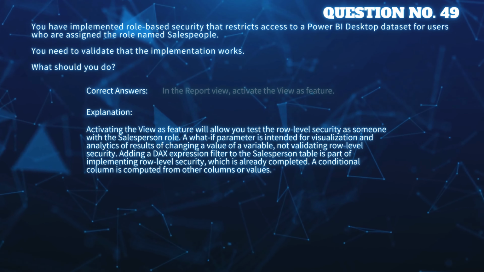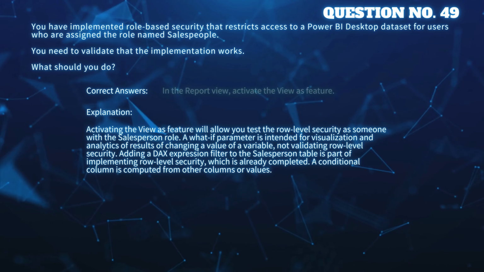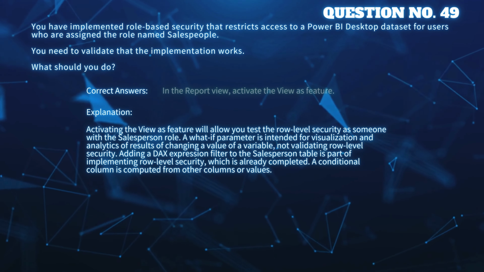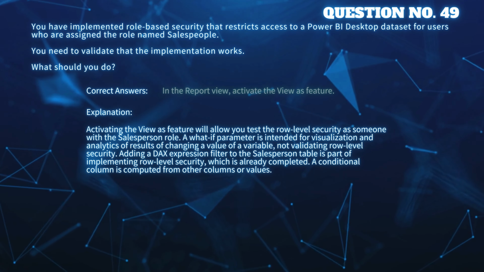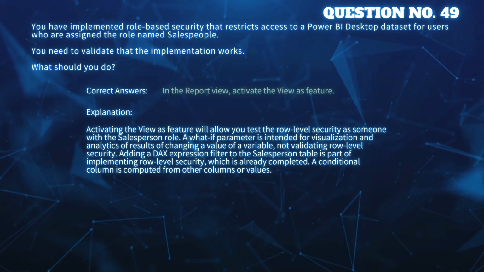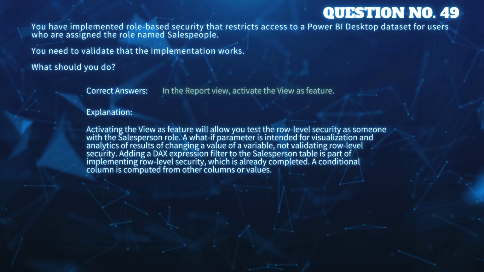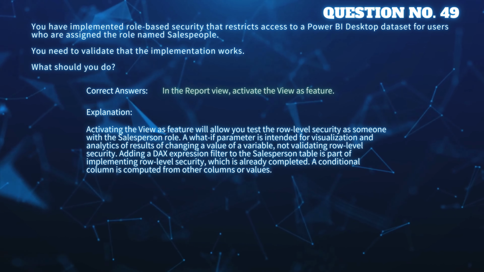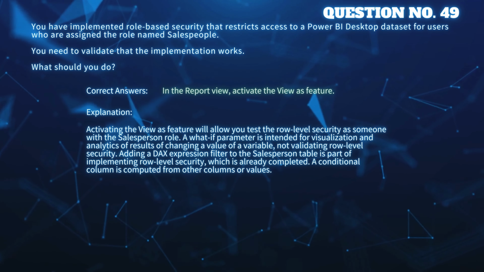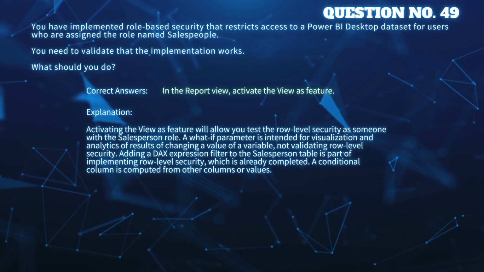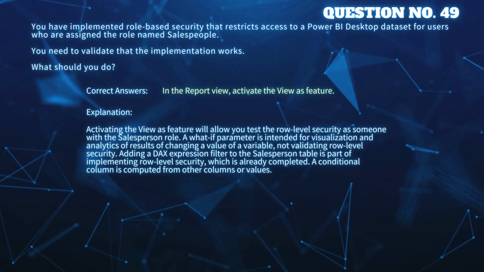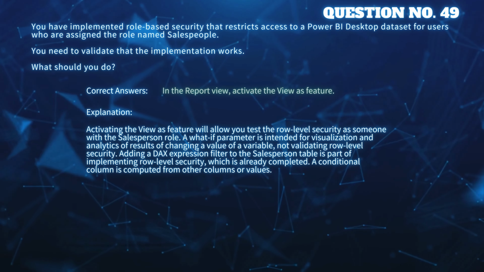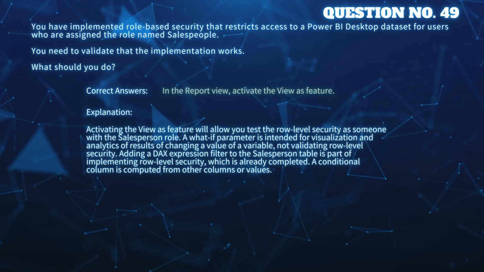Correct answer: in the Report View, activate the View as feature. Explanation: activating the View as feature will allow you to test the role-level security as someone with the Salesperson role. A what-if parameter is intended for visualization and analytics of results of changing a value of a variable, not validating role-level security. Adding a DAX expression filter to the Salesperson table is part of implementing role-level security, which is already completed. A conditional column is computed from other columns or values.